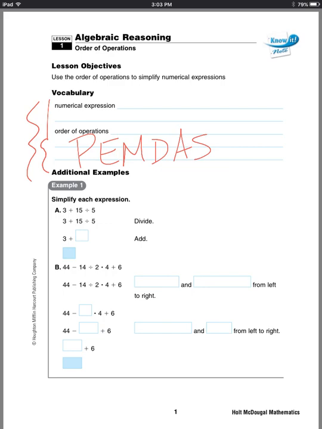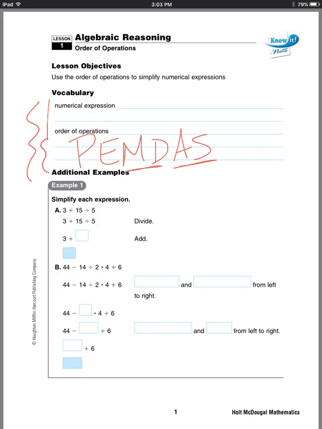The multiplying and dividing from left to right and the adding and subtracting from left to right is something that a lot of people get incorrect. They think because the M comes before the D in PEMDAS that you multiply everything before you divide. That is incorrect. You go from left to right like you were reading a book, and you do all your multiplying and dividing like you were reading a book, and then you do all your adding and subtracting like you were reading a book.